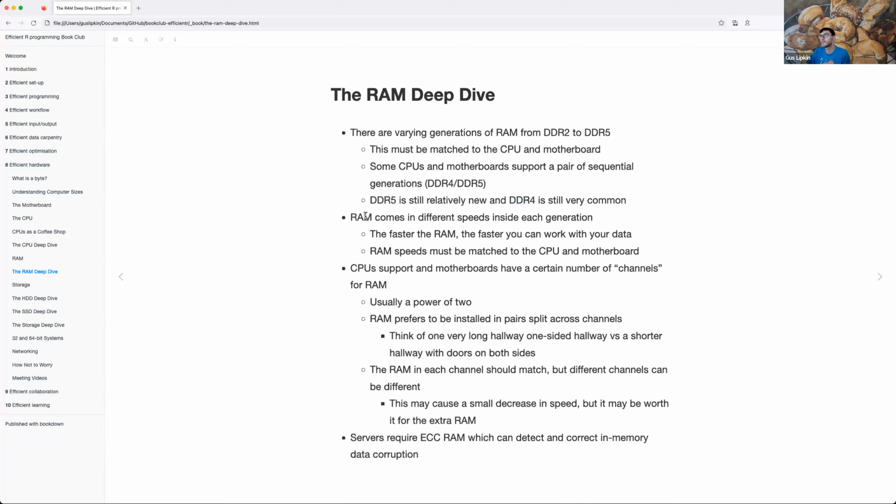But RAM also comes in different speeds inside each generation, and each generation will overlap a little bit. And the faster your RAM, the faster you can work with your data. But again, it has to be matched to your CPU and motherboard. And if you're not careful, the fallback speed is generally the slowest speed of that generation. And so it will work. It just might not be as fast as you had hoped for.